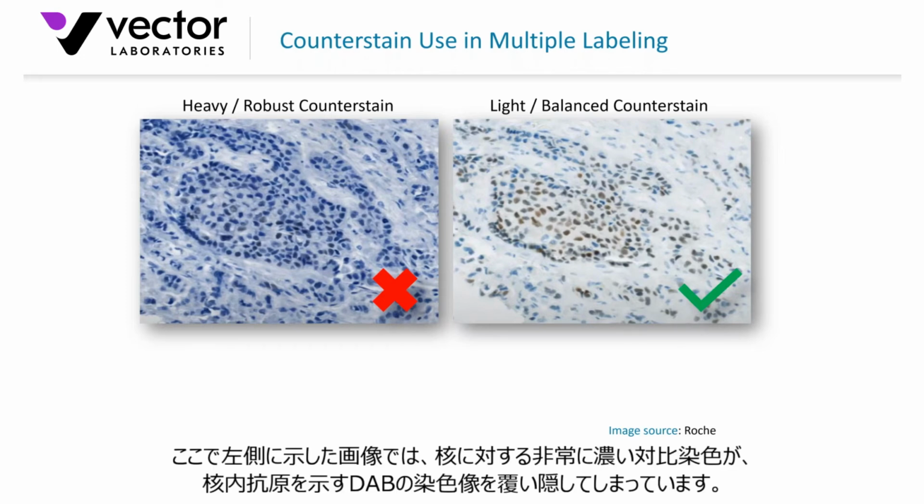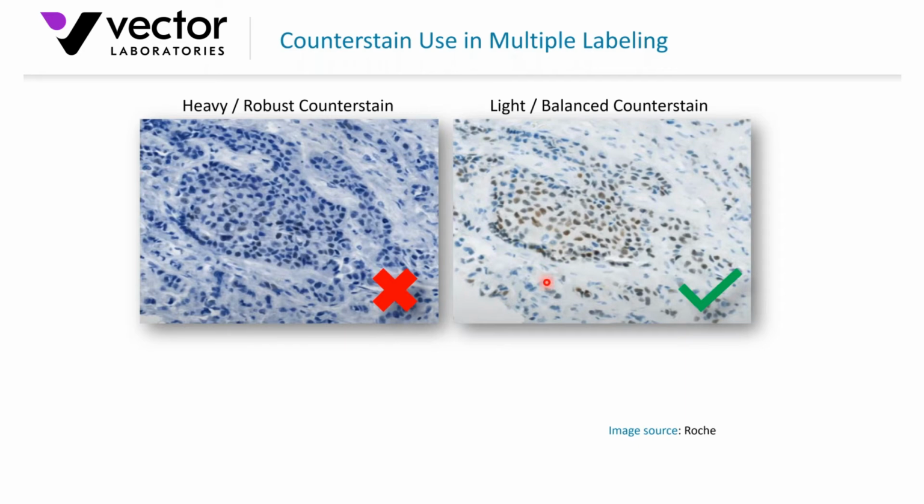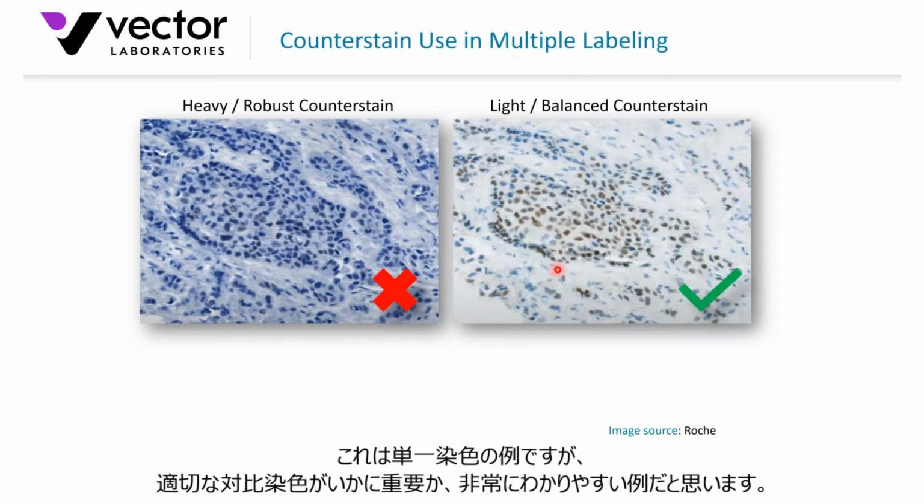And on this image here, I've got a very robust hematoxylin that is showing masking of the nuclear DAB staining you've got here. You want to be very careful in how you apply the counterstain. Admittedly, this is a single label. I understand that, but it just showcases how detrimental adding a counterstain can sometimes be to your given application.